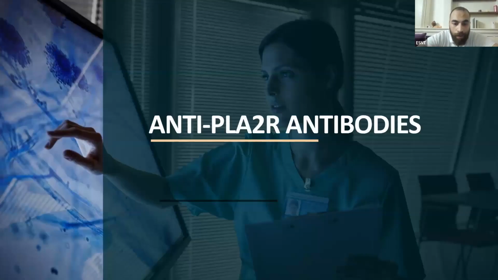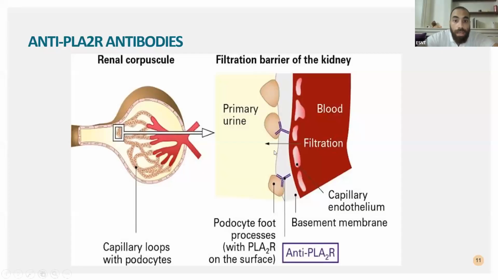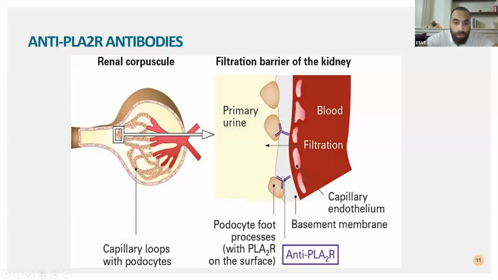Let's speak about our topic today, which is anti-phospholipase A2 receptor antibodies. As we see here, we have what is called the glomerular filtration barrier, which is formed of 3 parts: number 1, capillary endothelium, then basement membrane, and podocyte. The podocyte has processes, on whose surface we have the phospholipase A2 receptor antigen. In the pathogenesis of the disease, we have antibodies attacking these specific antigens on the surface of the podocytes and causing nephrotic syndrome.